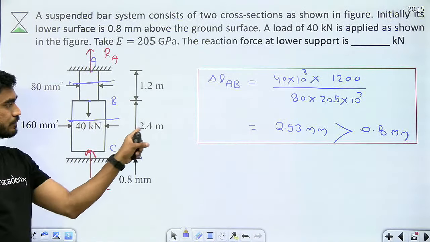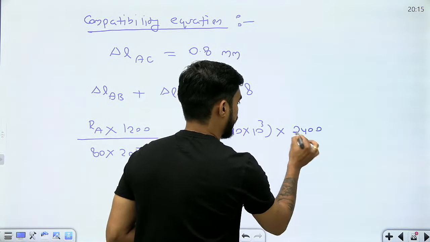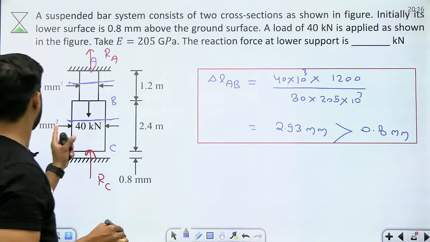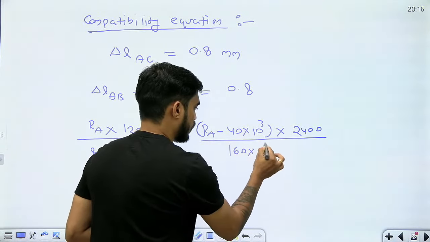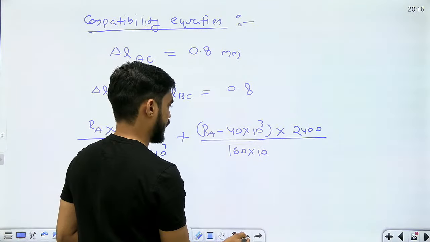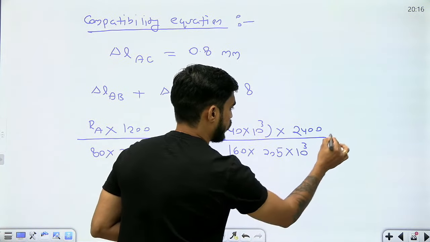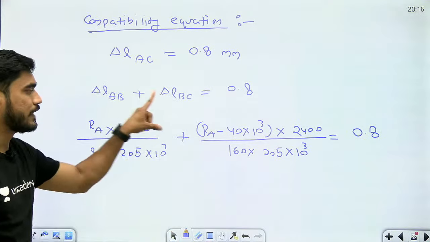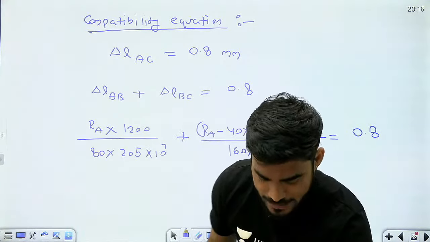Length of BC is 2.4 meter. So this will be 2400 divided by area of BC, which is 160 mm square, into Young's modulus 205 into 10 to the power 3, equal to 0.8. I have put everything in Newton and mm.